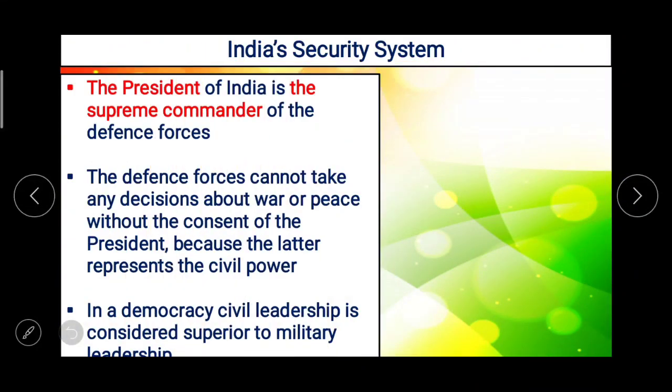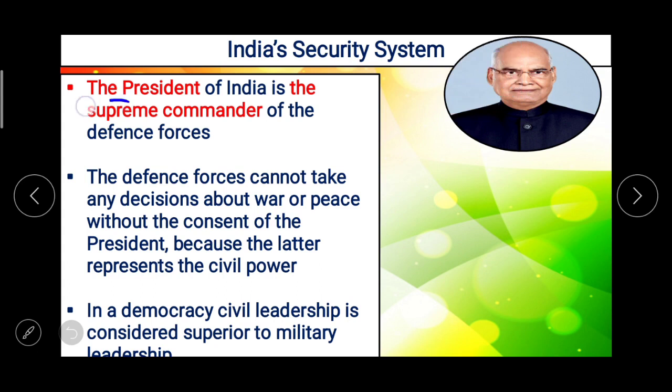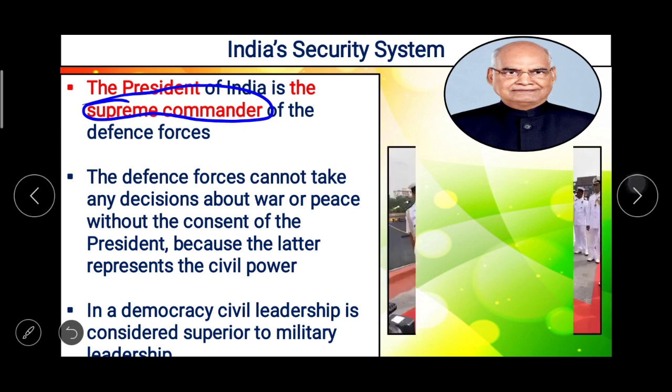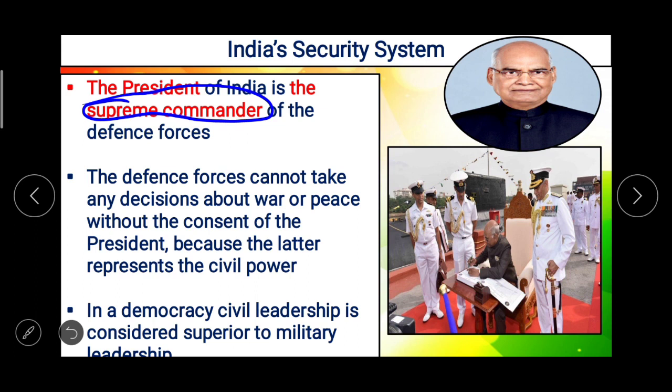Next point, in India's security system, the president of India is the supreme commander of the defense forces. The defense forces cannot take any decision about war or peace without the consent of the president, because the latter represents the civil power.